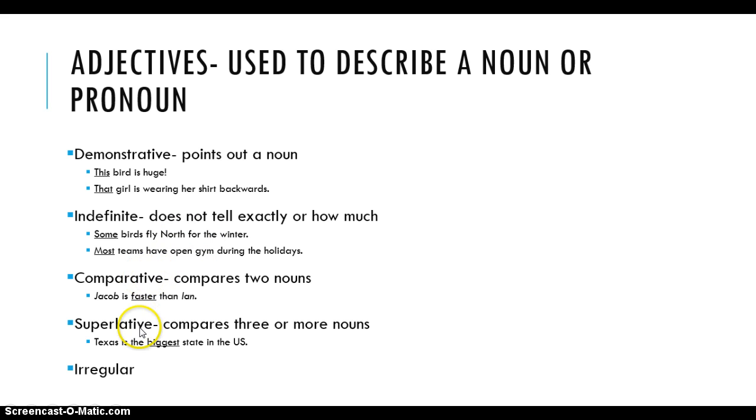The comparative and superlative: the comparative compares only 2 different nouns. The superlative compares 3 or more nouns. So when we look at this example, Texas is the biggest state in the U.S. Well, we're comparing Texas and all the other states, and we know that there are 50 states in the U.S. So 50 is clearly more than 3. And then our comparative: Jacob is faster than Ian. This is only comparing Jacob and Ian.